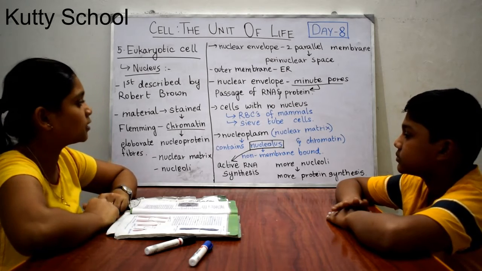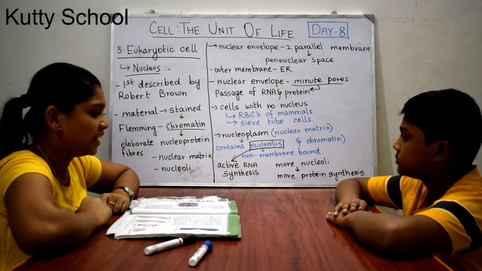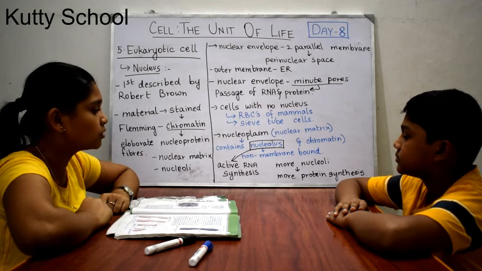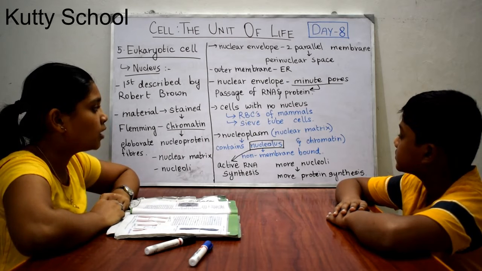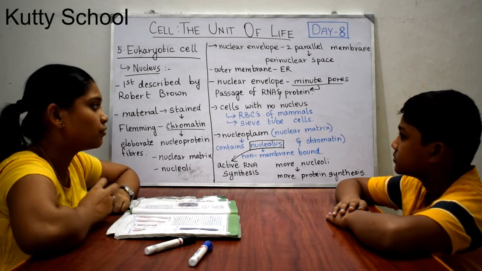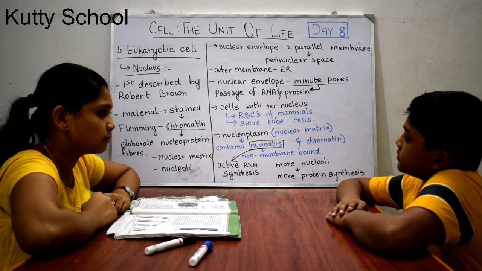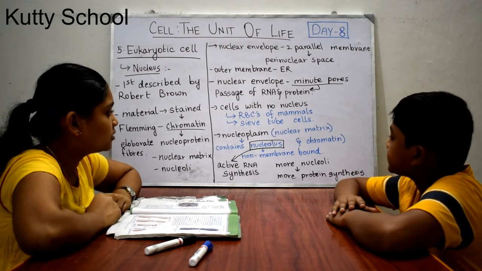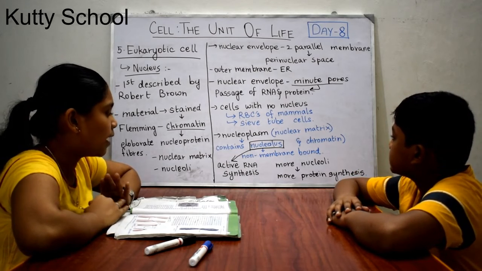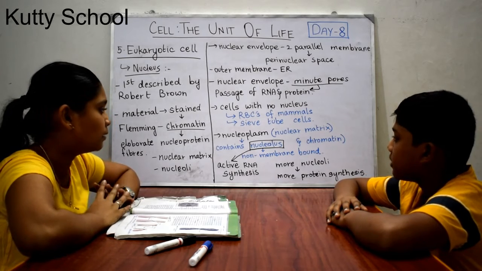Sieve tube cells are present in all vascular plants, in angiosperms and in gymnosperms. These sieve tube cells do not have any nucleus. So what governs the functions of these sieve tube cells? It is the companion cells. The companion cells take over and manage all the functions happening among the sieve tube cells.